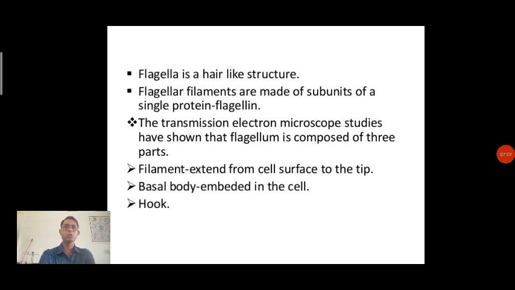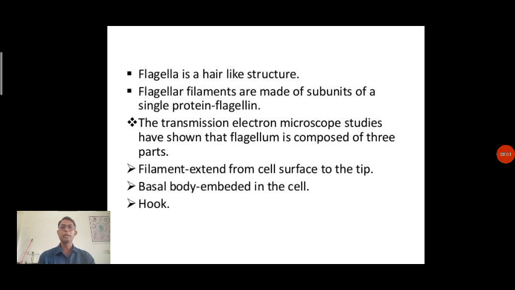The transmission electron microscope studies have shown that flagellum is composed of three parts. So as we talk about the attachment of this flagella to the bacterial cell, you can see there will be three parts. The first part is known as the filament, extended from the cell surface to the tip. So it is the external part that we call a filament. Basal body, it is embedded in the cell. So in the bacterial cell you can see the basal body is there, and that basal body is embedded in the cell wall and cell membrane.